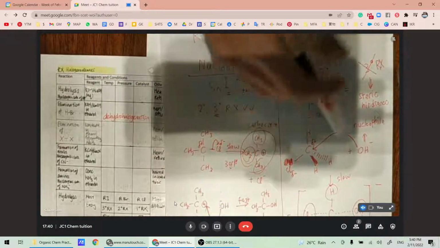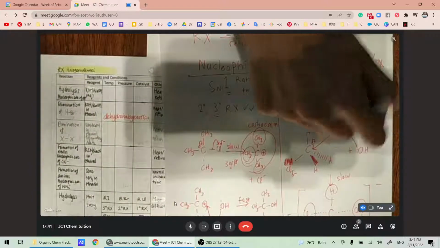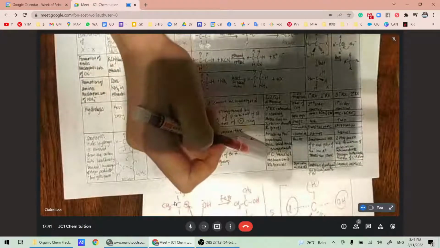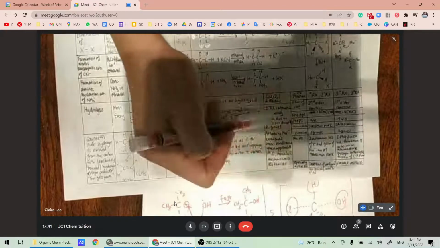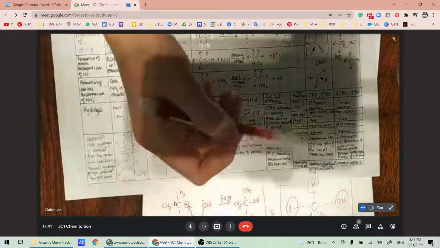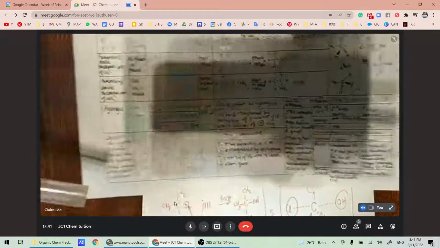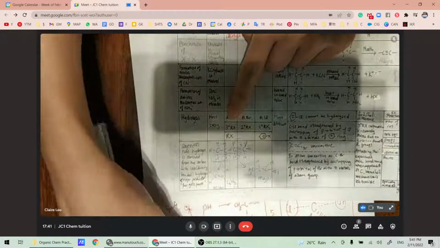So again, primary halogenoalkanes undergo SN2, tertiary undergo SN1. One is due to the stability of the carbocation formed, and the other due to the lack of steric hindrance. So now I'm done talking about SN2, SN1. Let's talk about the hydrolysis. I'm still talking about hydrolysis of tertiary versus primary.